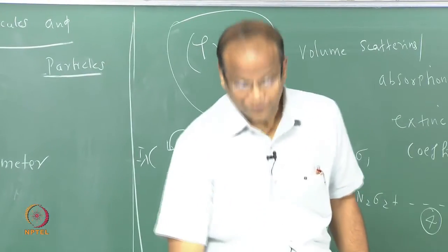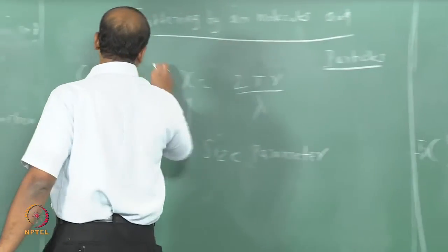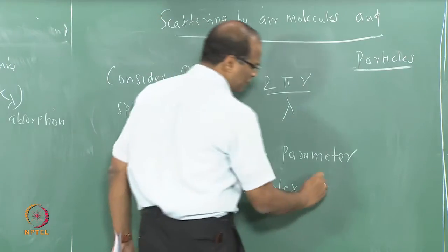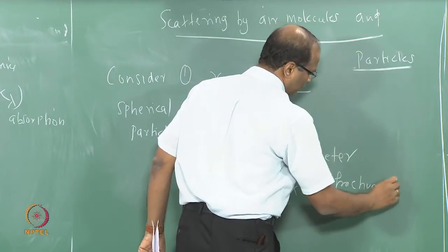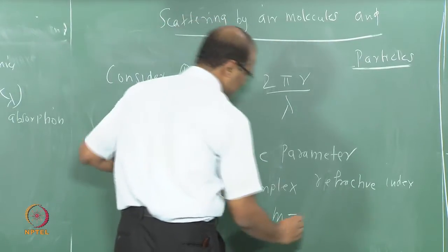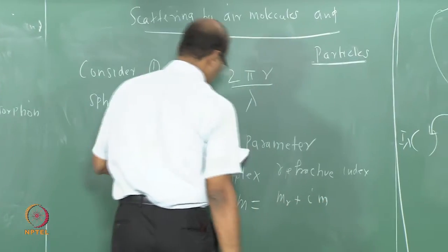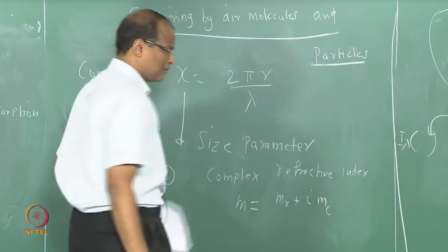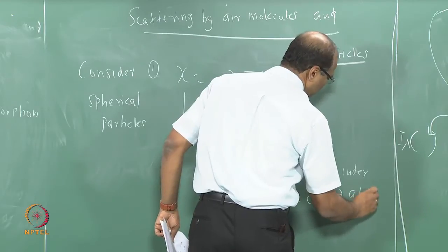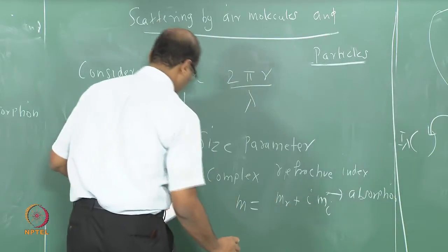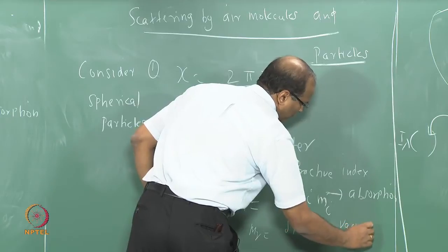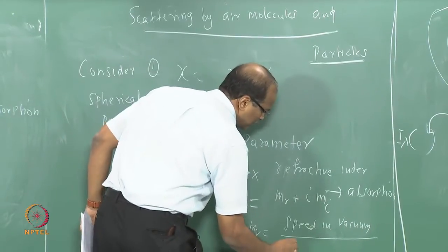Okay. Now, we have to define a complex refractive index. M equals... so, this refers to absorption. Speed means speed of light divided by speed in the particle.